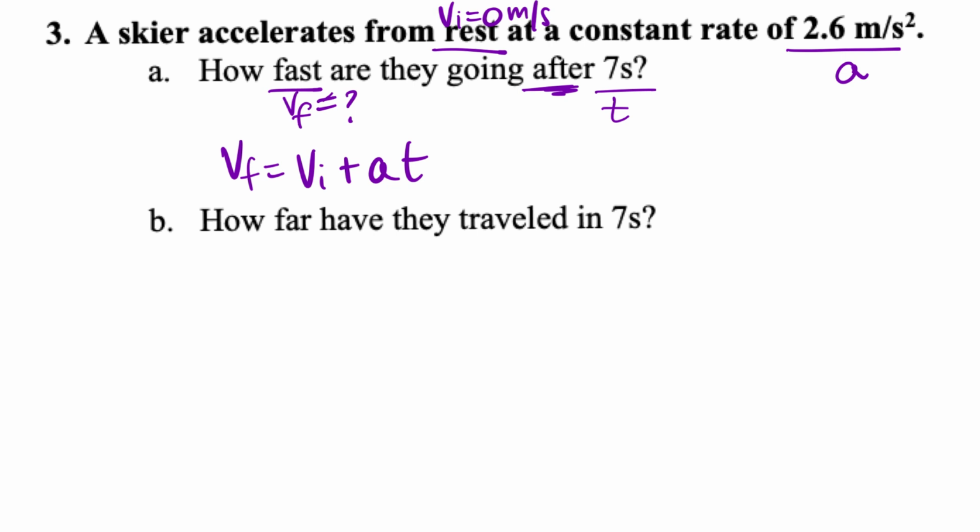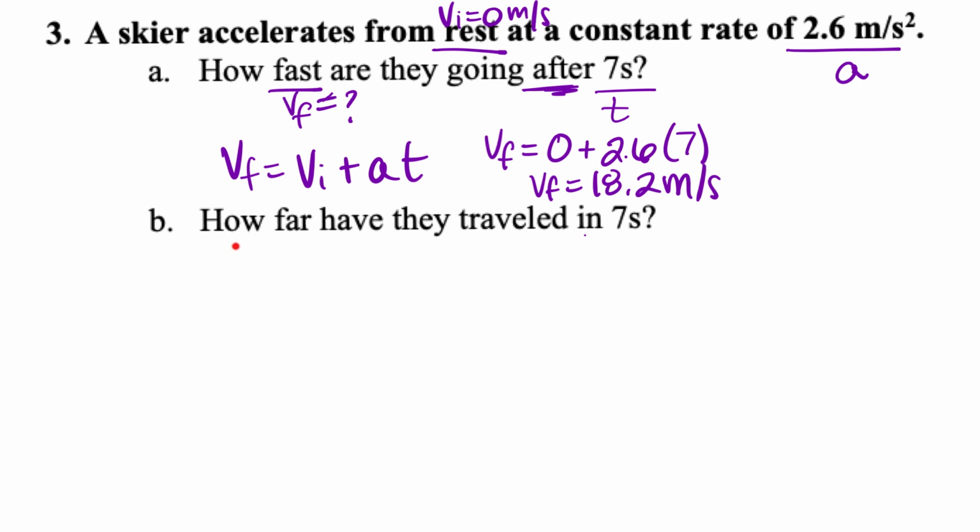So now we can just plug in what we know. We want to solve for VF, so we're going to leave that alone and just write in the VF. And then our initial velocity was 0 meters per second plus 2.6 for our acceleration times our time of 7 seconds. So now we can just multiply this 2.6 times the 7. And when we do that, we're going to get a final velocity of 18.2 meters per second. All right, so that's part A.